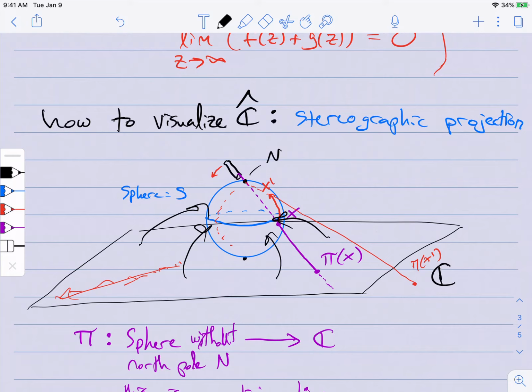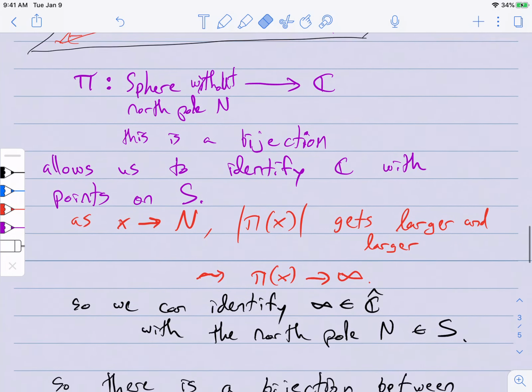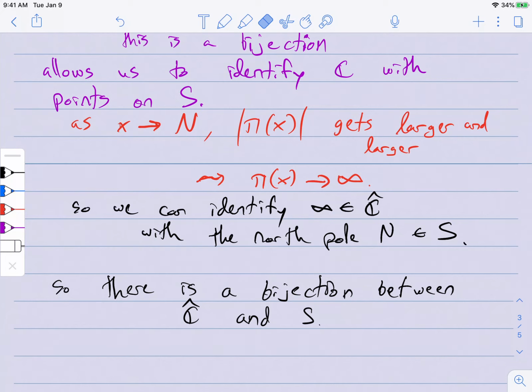you can wrap all of the complex plane onto the sphere, and then the point at infinity would end up at the North Pole. And this is a good way to think about these limits, is to think about the extended complex plane actually is this sphere. So that's how we're going to visualize it.